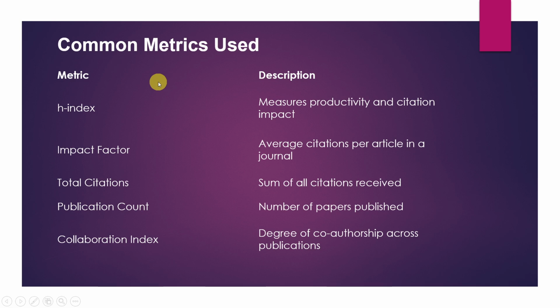So these are a few common metrics used in bibliometric analysis. For example, the H index is used. It basically measures the productivity and citation impact. You have impact factor, the average citations per article in a journal. You have total citations, the sum of all the citations received. Then you have publication count, the number of papers published in a particular year on a particular topic or field. Then you have collaboration index, the degree of co-authorship across publications.